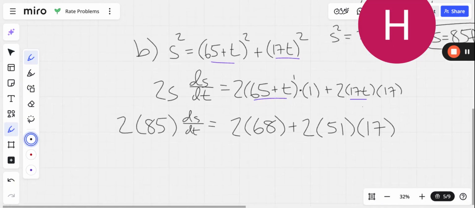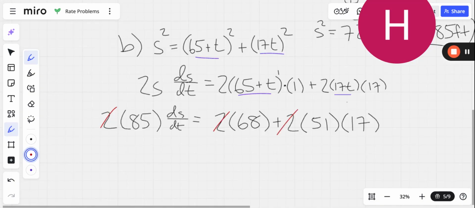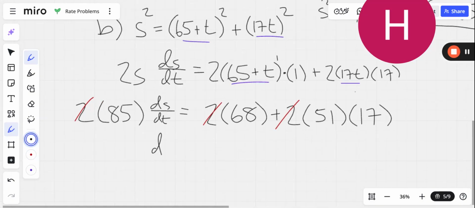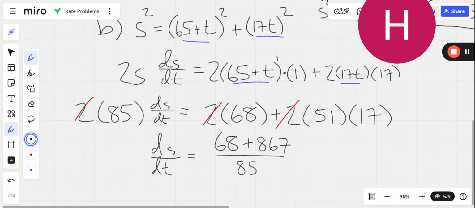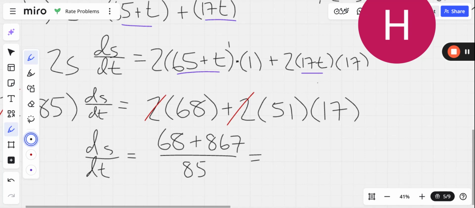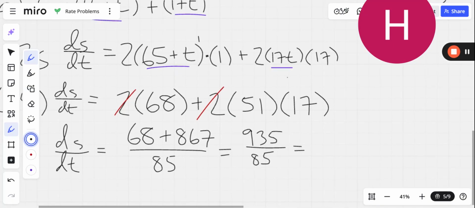Now, every term has a 2 in it, so I could just divide everything by 2 instead of making the numbers bigger. Let's make them smaller. And that means that ds/dt is going to be equal to 68 plus, what's 51 times 17? Of course, that's 867. I know you knew that. Divided by 85. So here we're going to have 935 over 85, which may not seem like such a nice number, but it is actually fairly nice. It's just 11. Right, so 85 times 10 is 850. If you add another 85, you get 935.